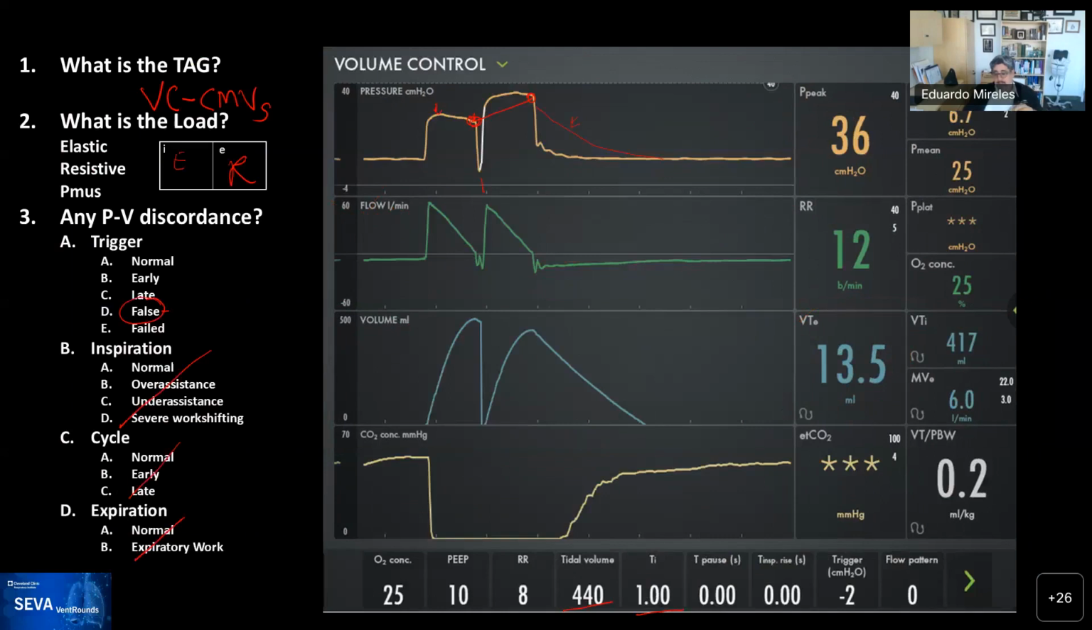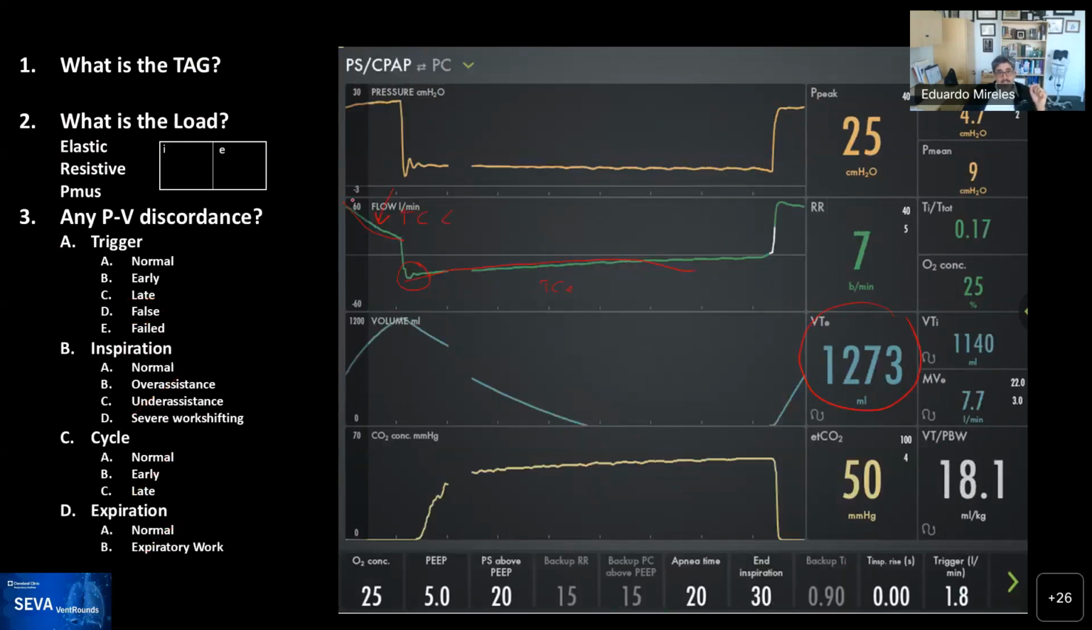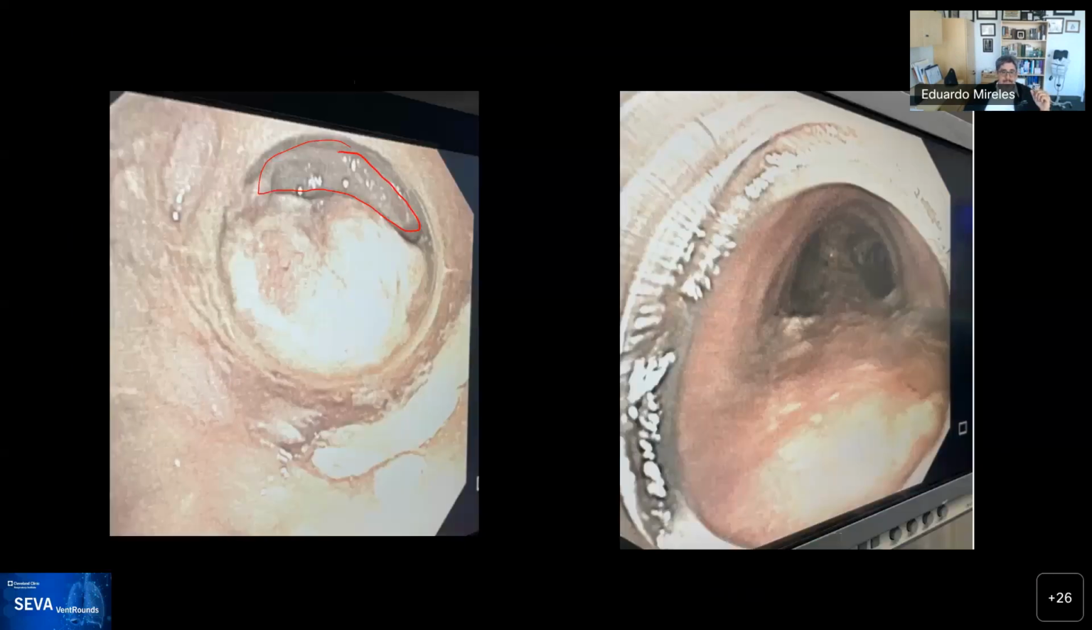Here is the manifestation again. No evidence of high resistance here, very high resistance during expiration. The same happened when we changed to pressure support. Not so much high resistance, very high resistance during expiration. That has to tell you that there's something happening on the airway.